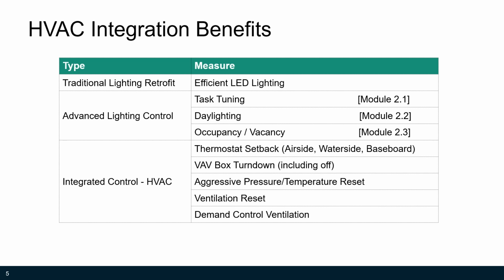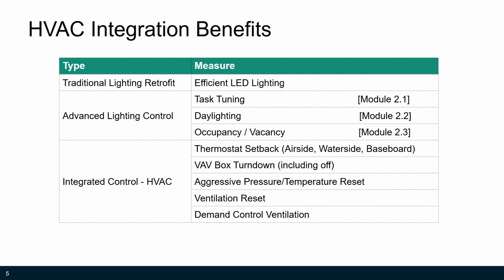Once the lighting is networked, savings can also be extended to plug loads and HVAC systems. Finally, to achieve the deepest energy savings, this network lighting system can communicate digitally with building automation systems via the BACnet protocol to allow for a broad variety of HVAC efficiency measures.